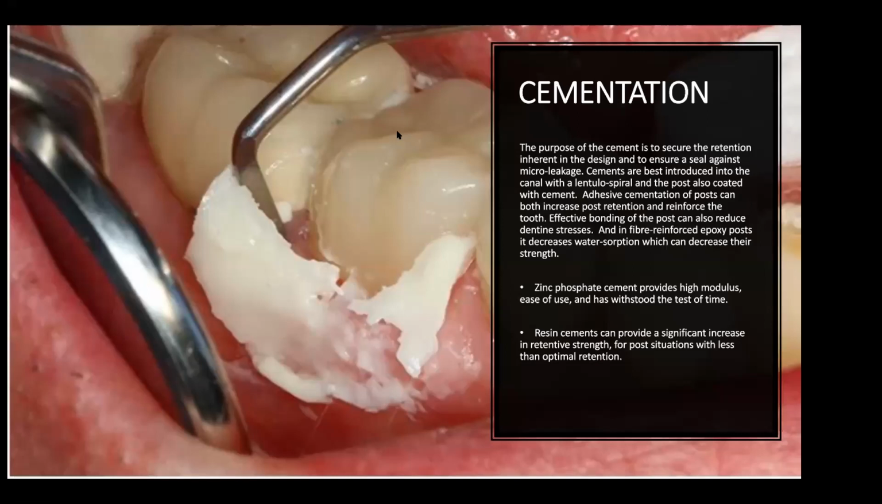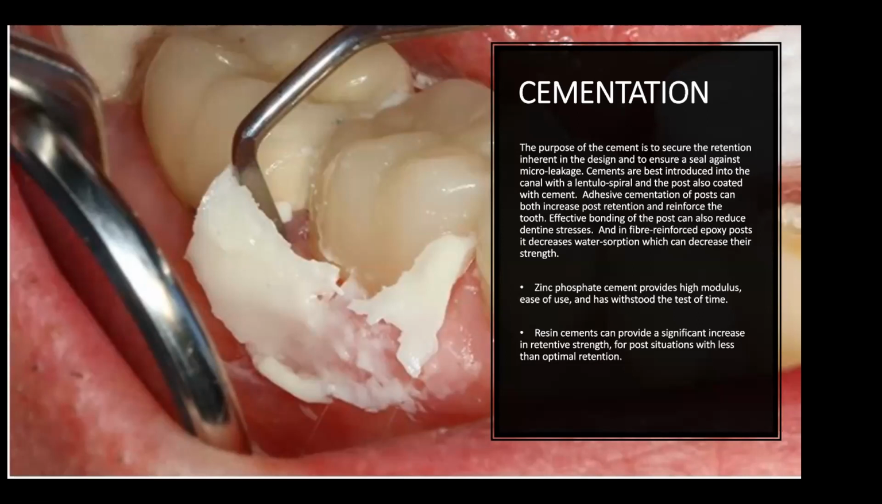Now we move on to cementation. Okay, so the purpose of cement is to secure the retention inherent in the design and to ensure a seal against micro leakage. Cements are best introduced to the canal with lentulo spiral, and the post should be also coated with cement. Adhesive cements of post can both increase post retention and reinforce the tooth. Effective bonding of the post can also reduce dentin stresses. In fiber reinforced epoxy posts, it decreases water absorption, which can decrease their strength.